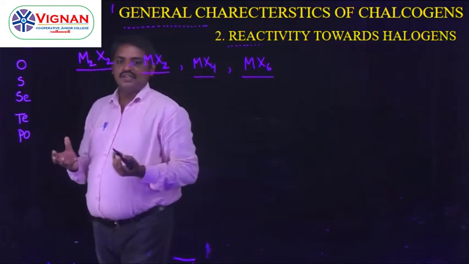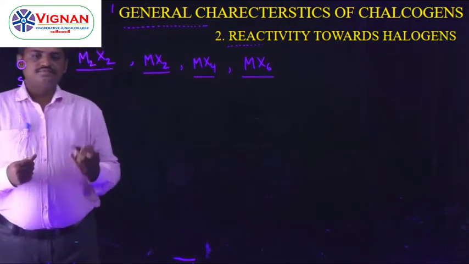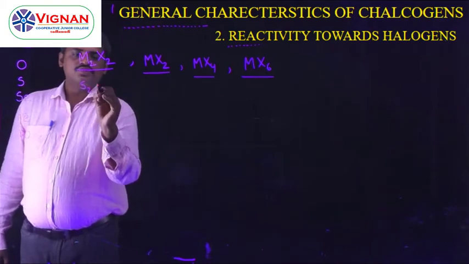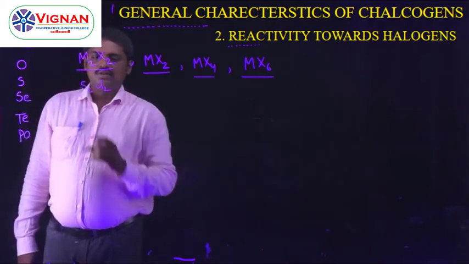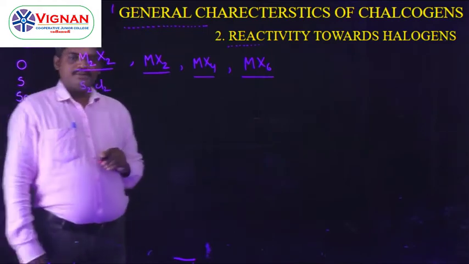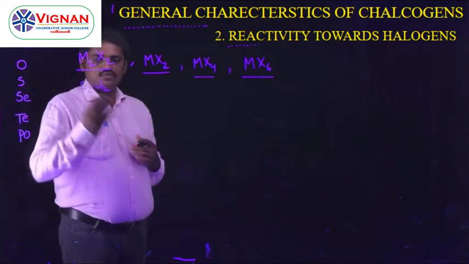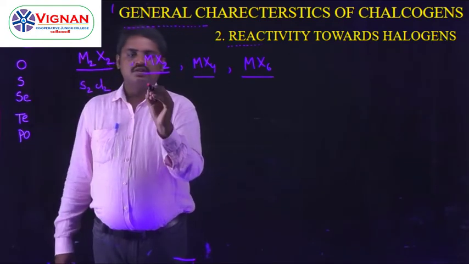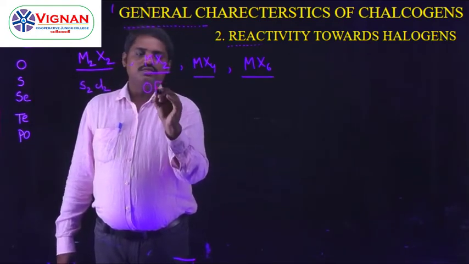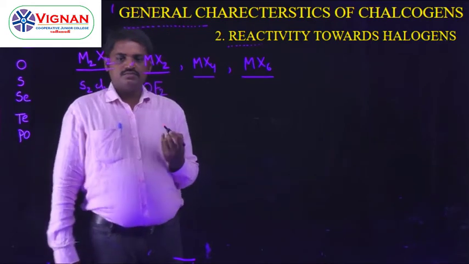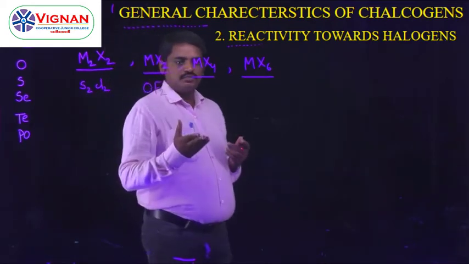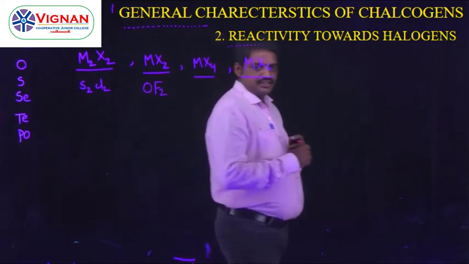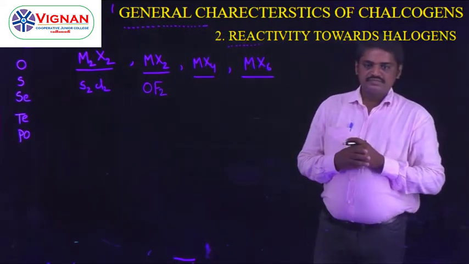Some examples are taken. For example, S2Cl2. Sulfur is a 16th group element, it reacts with chlorine to produce this type of halide. And next one, oxygen forms OF2. Oxygen does not form MX4 and MX6 type of halides. Why? What is the reason?